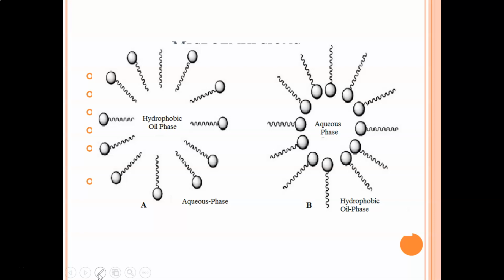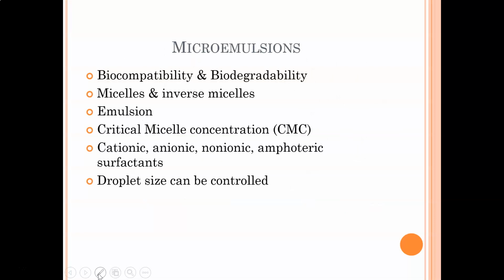But case B is going to take place when you are going to introduce some aqueous solution into an oil ecosystem or into a fat ecosystem. Then you will see that the tails are facing outside and the heads are facing the core where the aqueous solution is going to be present. So these are the reverse micelles. The case B are inverse or reverse micelles.